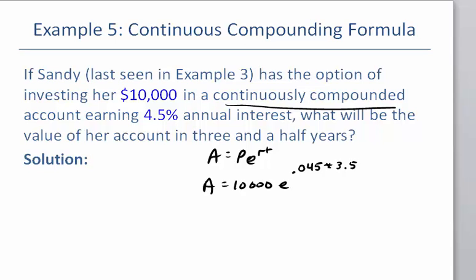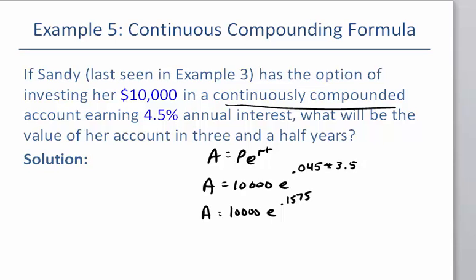And so we'll enter that into our calculator. Again, if you want to do the 0.045 times the 3.5 separately, you can do that. That's going to give you 10,000 e to the 0.1575. And then you can type the rest of it in your calculator.